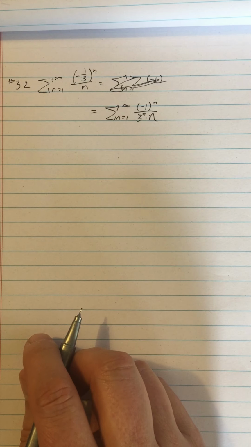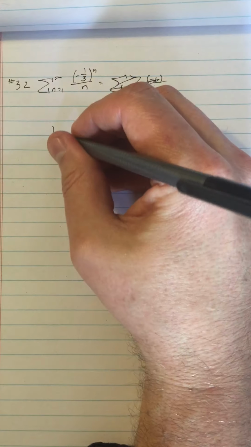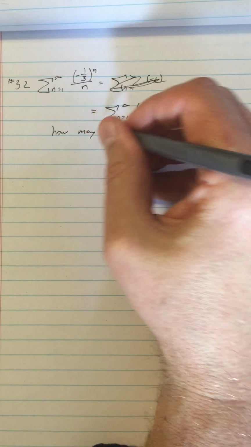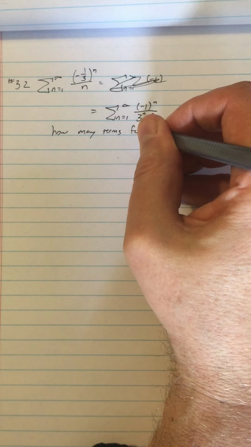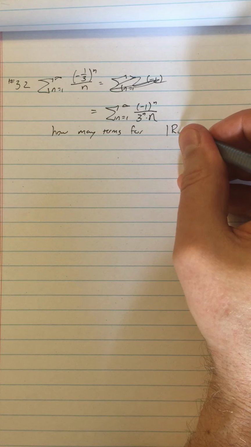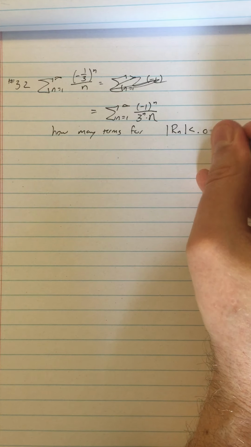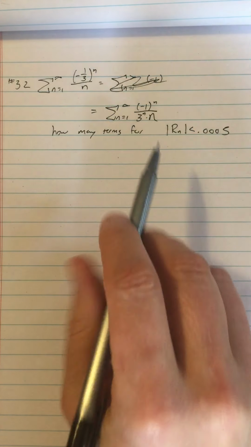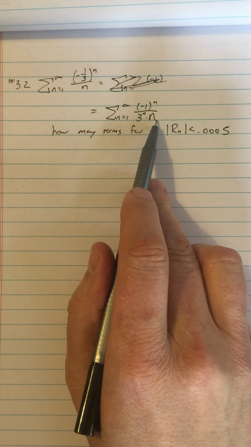All right, now the question asks, how many terms do I need to add up for the absolute value of the error to be less than 0.0005? By the way, we can tell the series converges.